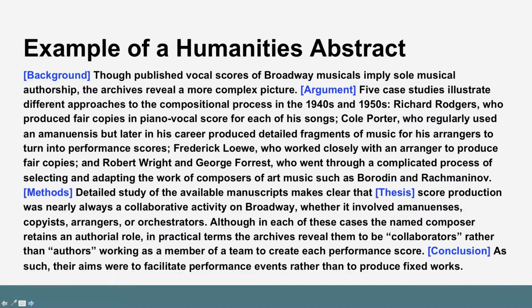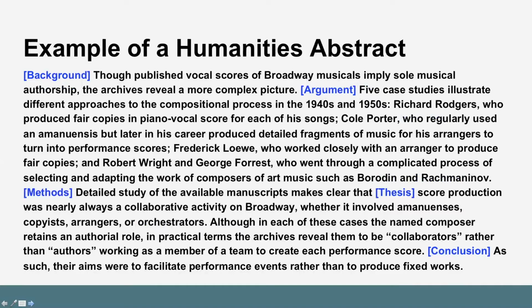And then they give their argument. Five case studies illustrate different approaches to the compositional process in the 1940s and the 1950s. Richard Rodgers, who produced fair copies and piano vocal score for each of his songs. Cole Porter, who regularly used an amanuensis, but later in his career produced detailed fragments of music for his arrangers to turn into performance scores. Frederick Loewe, who worked closely with an arranger to produce fair copies, and Robert Wright and George Forrest, who went through a complicated process of selecting and adapting the work of composers of art music, such as Borodin and Rachmaninoff.